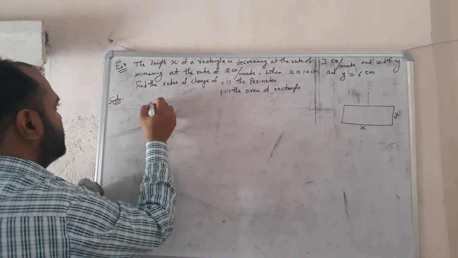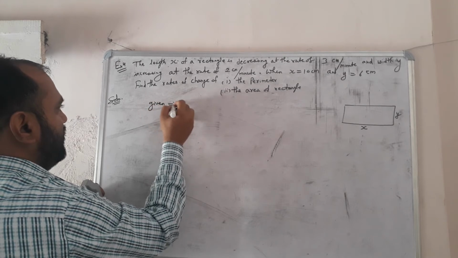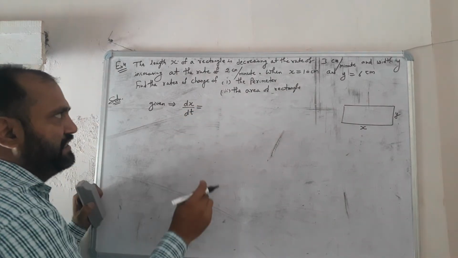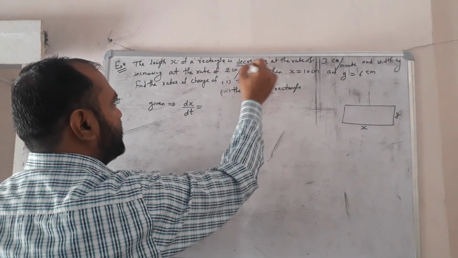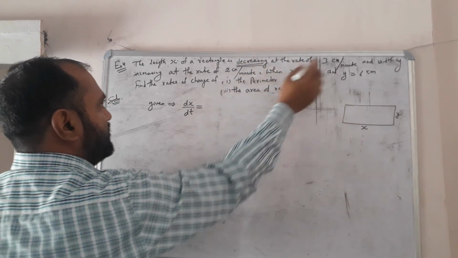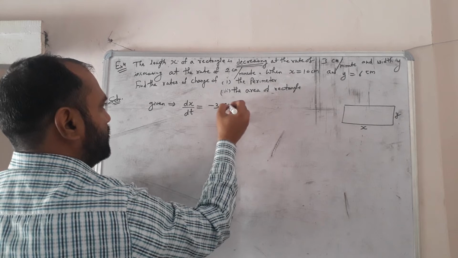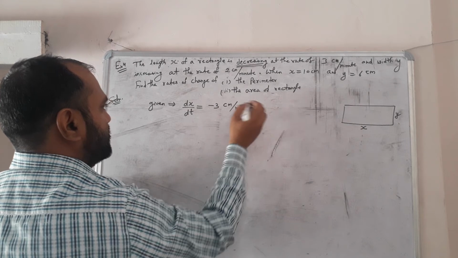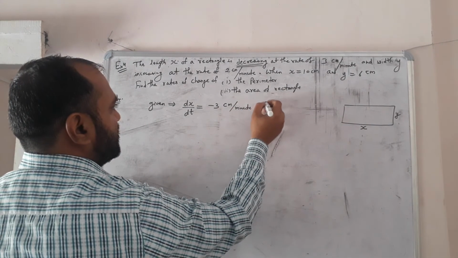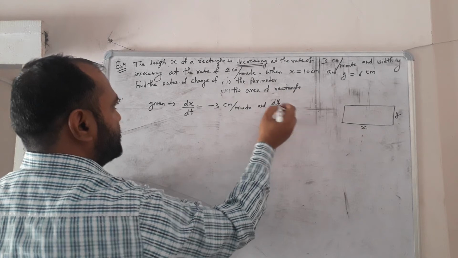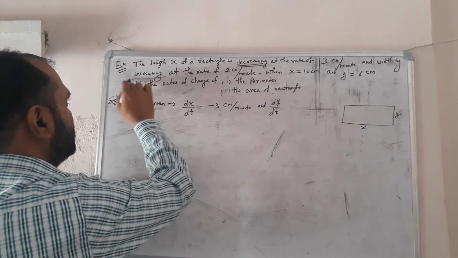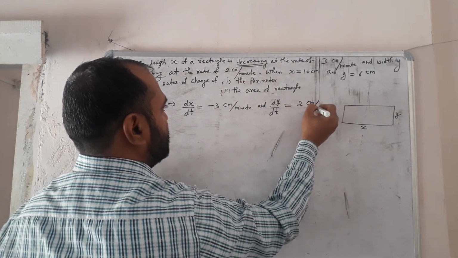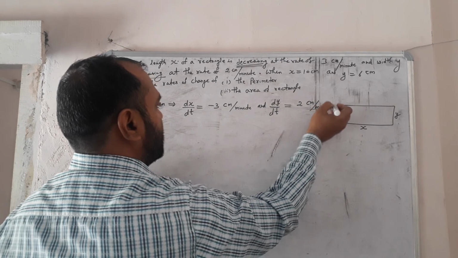It means what is given here, given आपके पास दिया है dx by dt. dx by dt जो है वो डिक्रीज हो रही है. नोट दिस पॉइंट, डिक्रीजिंग. डिक्रीजिंग का मतलब है इट इज नॉट 3, इट इज -3 सेंटीमीटर पर मिनट, राइट? This is -3 and the value of dy by dt means width is increasing. Increasing means it is +2, that is 2 centimeter per minute, right?